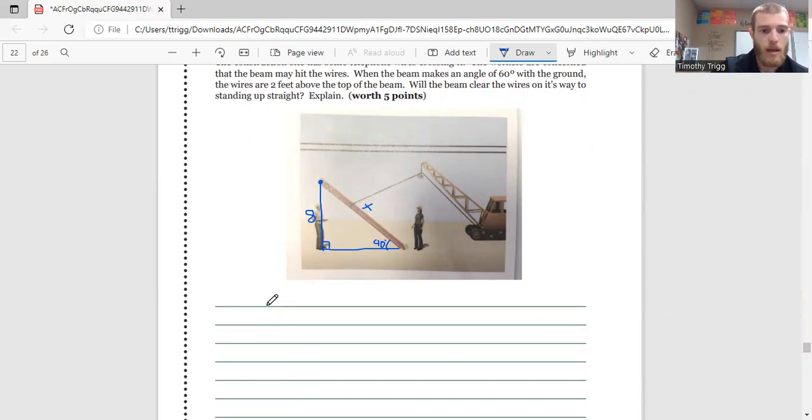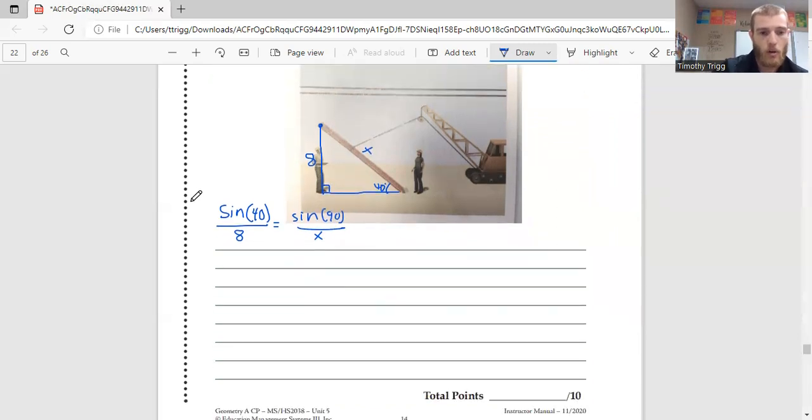Okay. So what's key here is that we set it up sine of 40 degrees over 8. Remember, when using law of sines, use the angle and then the side that's opposite from it, right? These correspond with each other. This angle is opposite from this side, okay? And then what's our other ratio for this law of sines? Sine of 40 over 8, then sine of 90 over x. Okay, great.